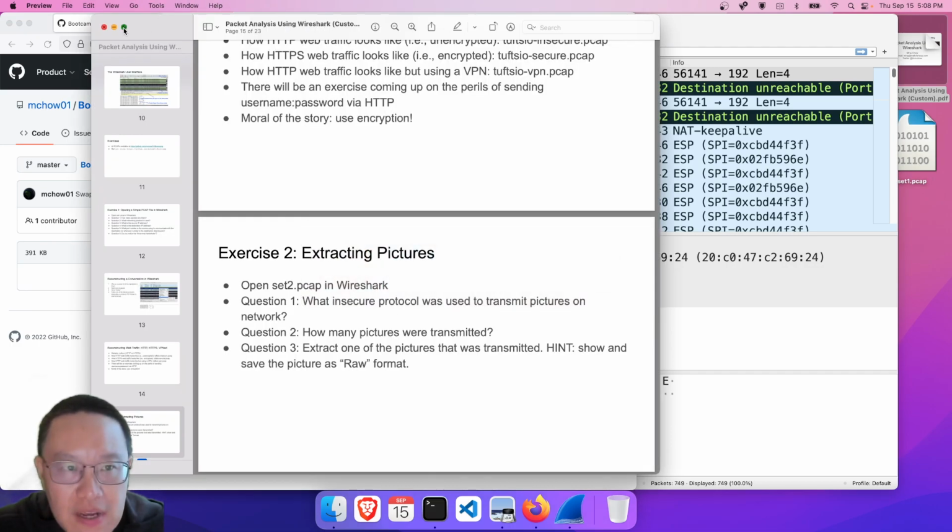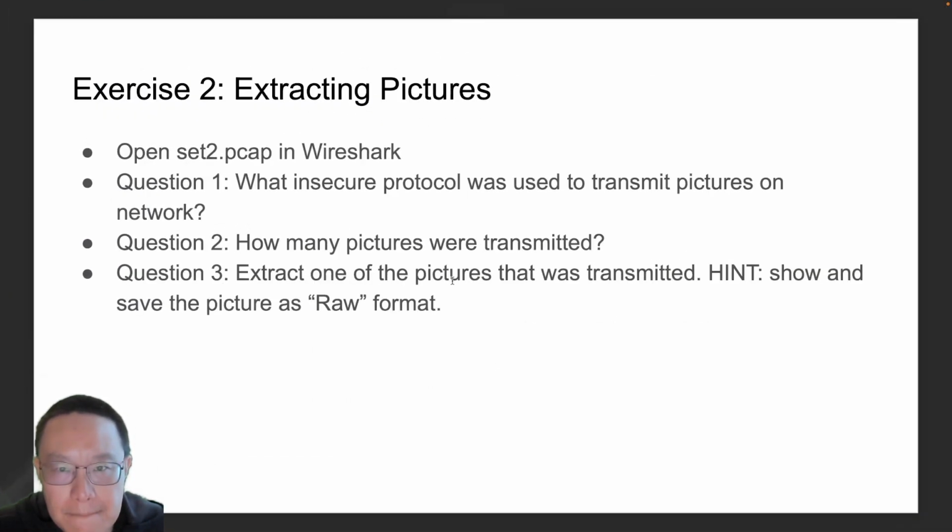And here's set2.pcap. Here's the exercise. There's a bunch of pictures in here. What insecure protocol was used to transmit pictures on the network? How many pictures were transmitted? And the last question is to extract one of the pictures that was transmitted. We're actually going to extract all of them. Let's go for it.